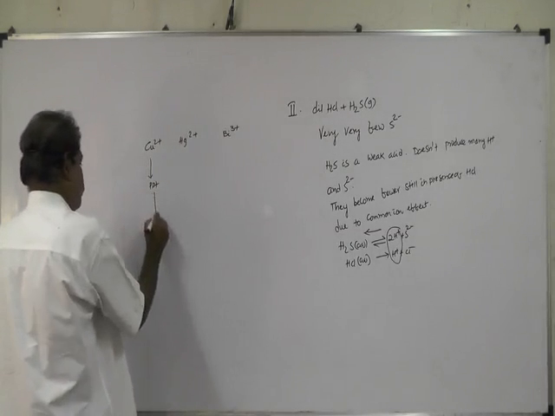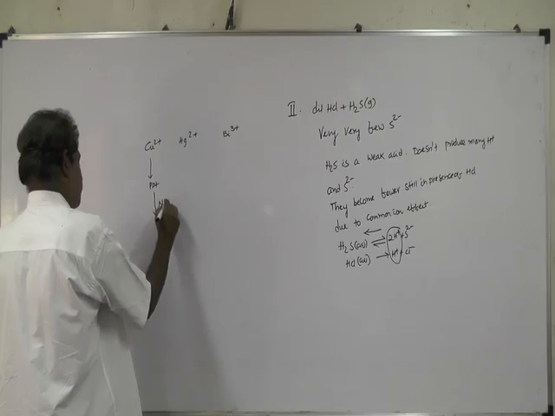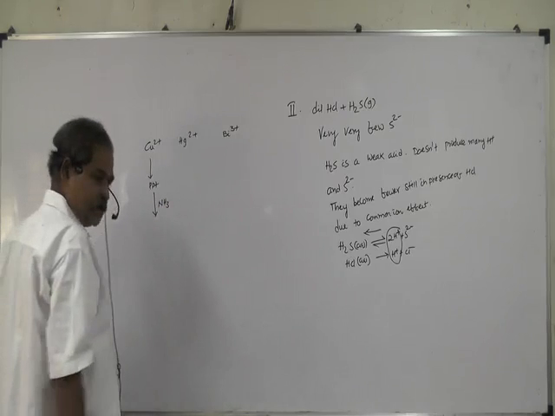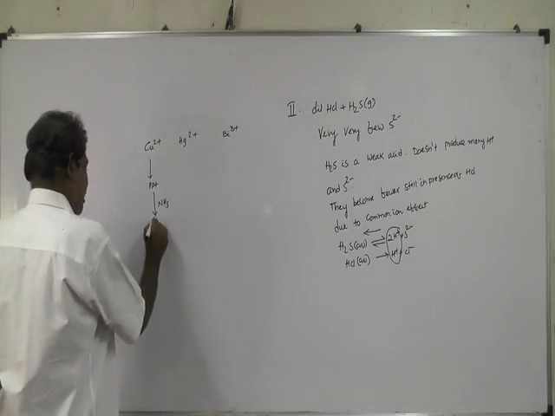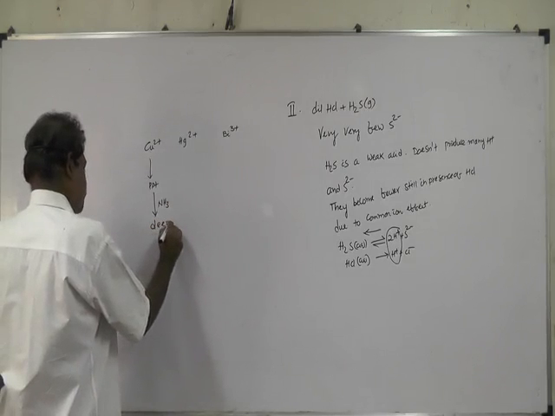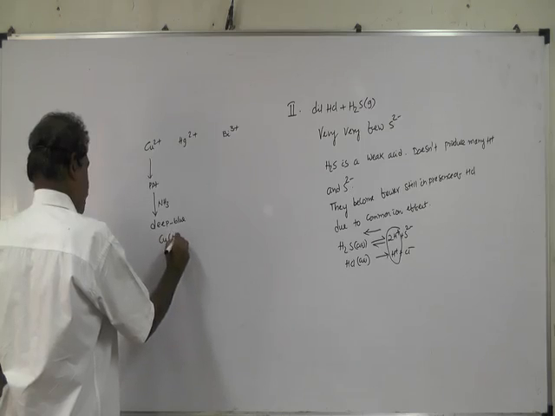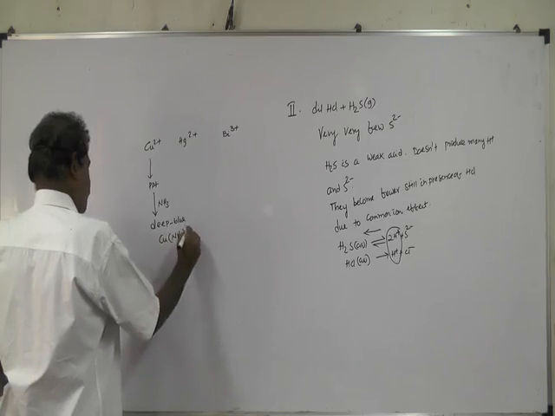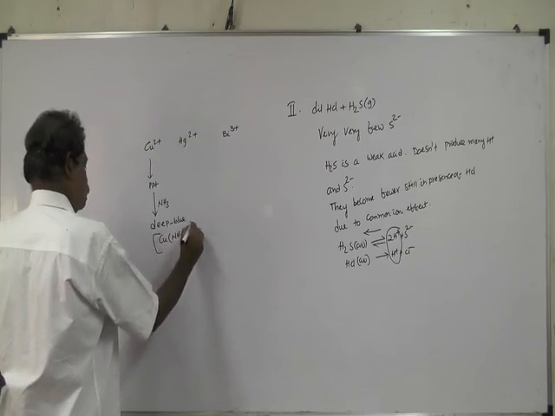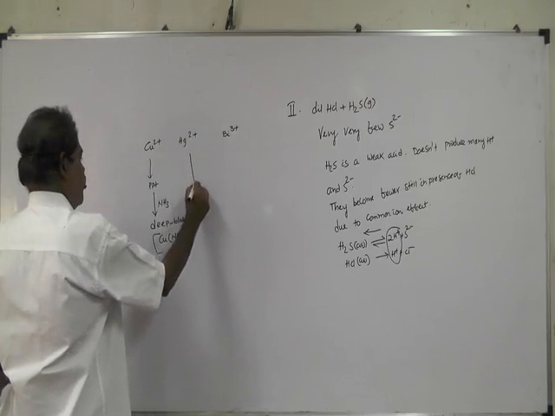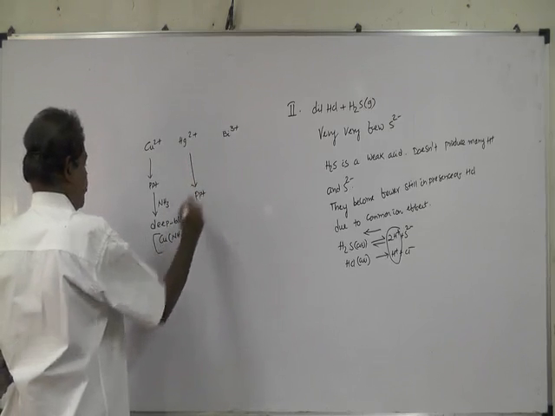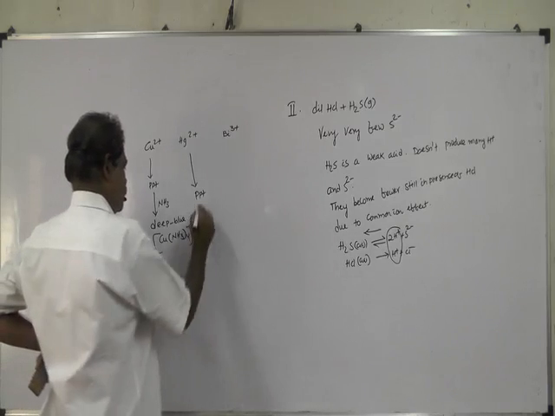And ammonia, when added in excess, not necessary to write excess, ammonia, you get a deep blue complex. What is that? Cu NH3 4 times 2 plus tetramine copper 2. With mercury, you once again get a precipitate. I think that is also black.